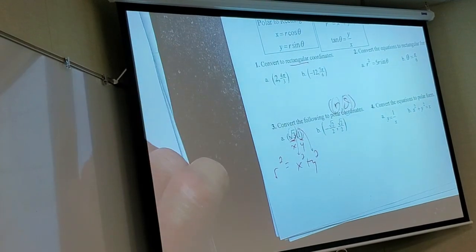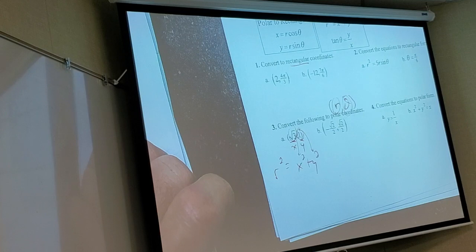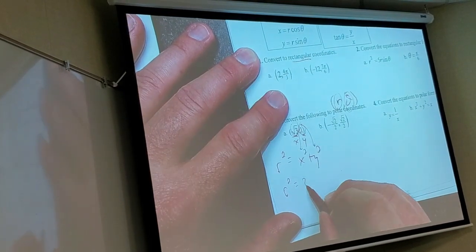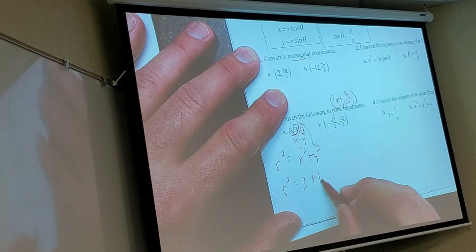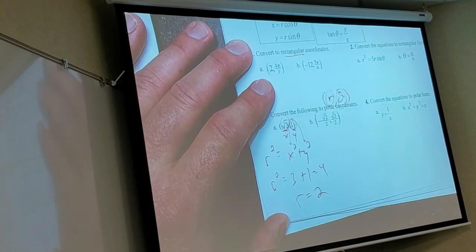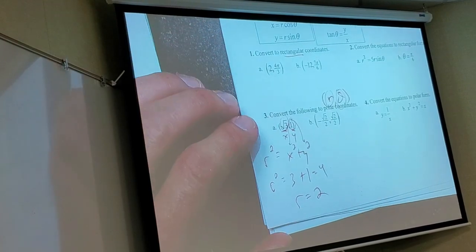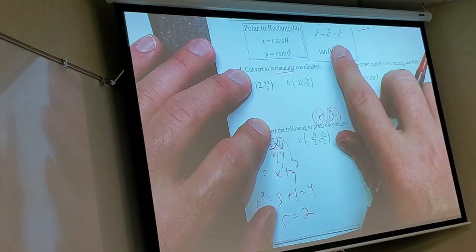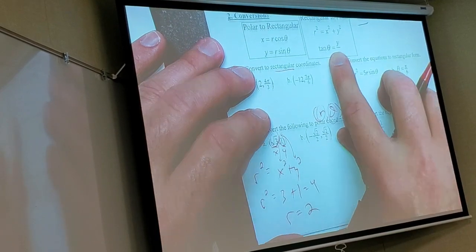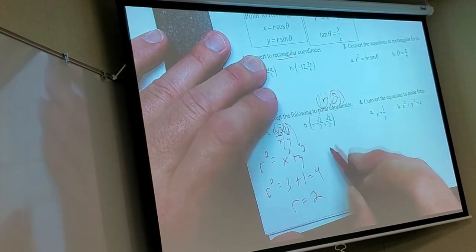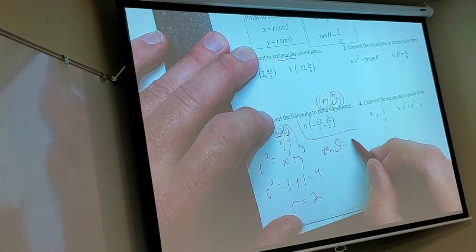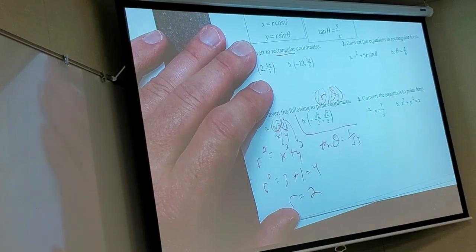Okay, you guys with me? Right? So then R squared equals, square root of 3 squared is 3, 1 squared is 1. So then R is 2. Now how do you get the angle? So what's tangent theta equal to? Y over X. It'll be 1 over square root of 3.